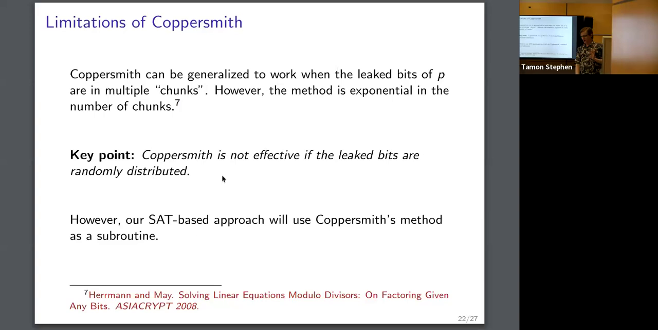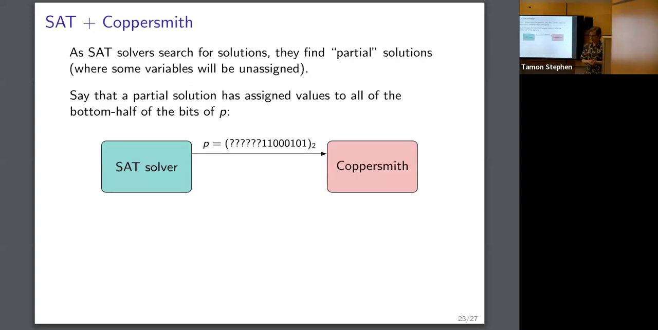So Coppersmith is not going to work in the scenario I described, but this is where the SAT solver comes in. We're going to use a SAT-based approach with Coppersmith as a subroutine. Okay, so this is the high-level summary of how the algorithm works.